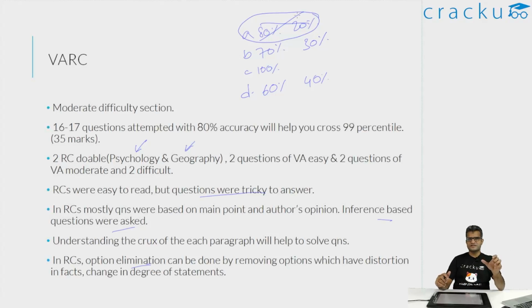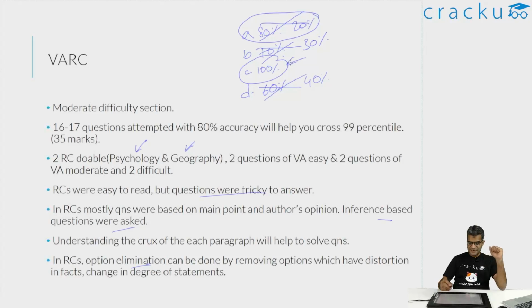But here you should notice that this is a change in the degree of the statement. What is mentioned only is that Ram is a good student. It is not mentioned that he is the best in the class. So then you should eliminate it. So eliminating options always helps in RCs, because you will find one option which is definitely 100% correct. There is nothing wrong in that option. Those kind of options you have to select, which works in most RCs. This worked in this RC also.